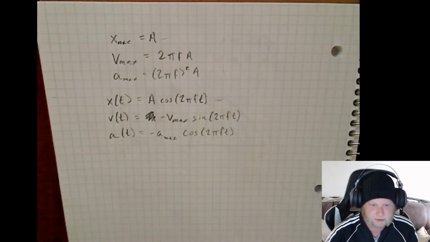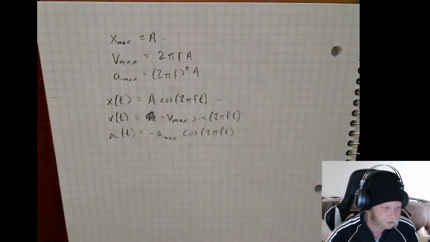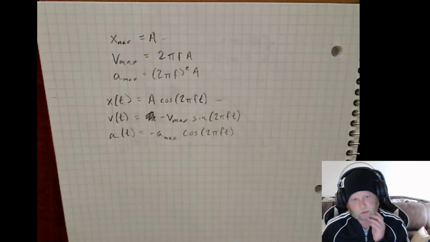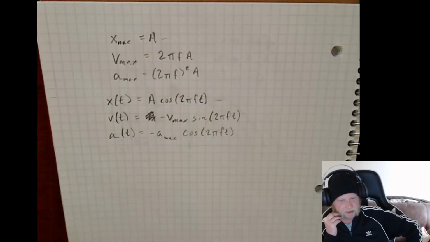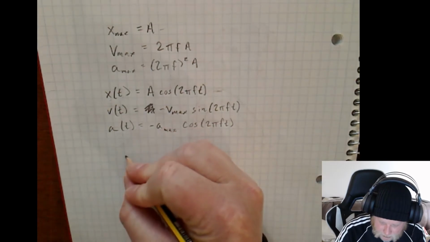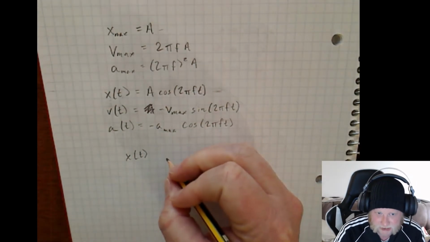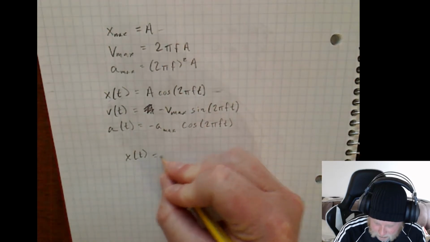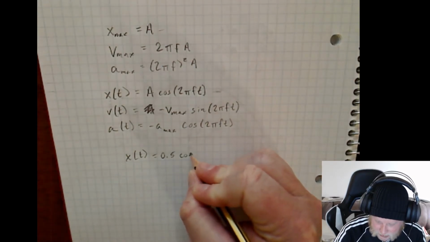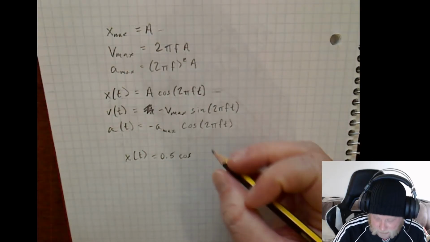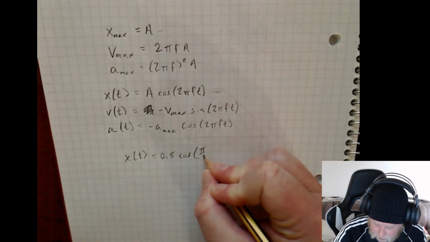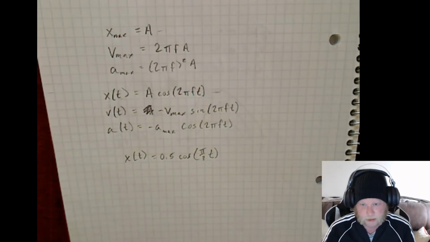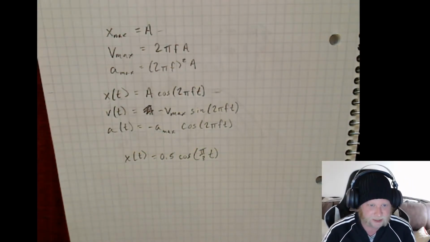So what I want you to do is take a second and pull up SHM practice number 2 on Google Classroom, and I'll walk you through a couple of these. Now, number 1 says the position of a simple harmonic oscillator is given by the equation x of t is equal to 0.5 times the cosine of pi over 3 times time. Where t is in seconds, we want to know the maximum velocity of this oscillator.